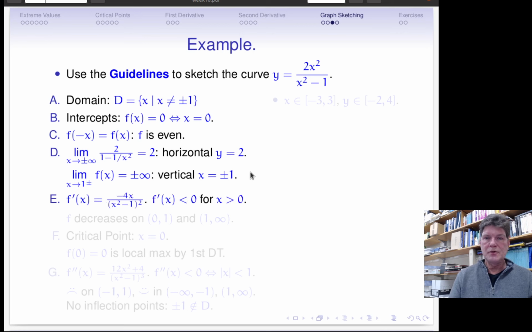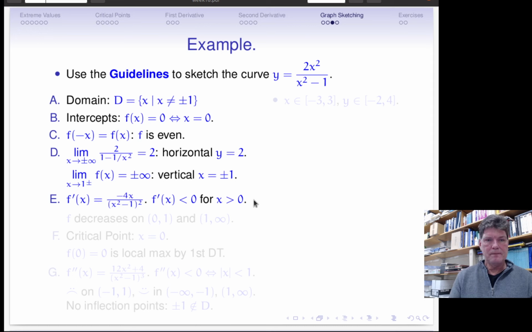Then the next point would be looking at the derivative. And you need the quotient rule to find the derivative of this function, which is minus 4x over x squared minus 1 squared. The square in the bottom makes the bottom function always positive, so this is negative when minus 4x is negative. That of course is the case if x is positive.